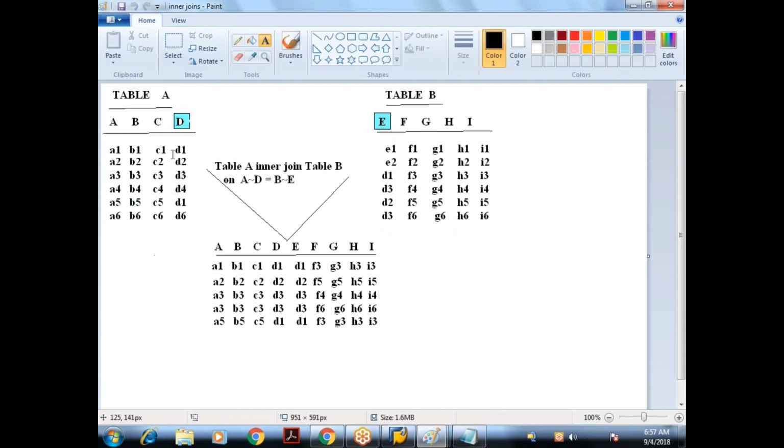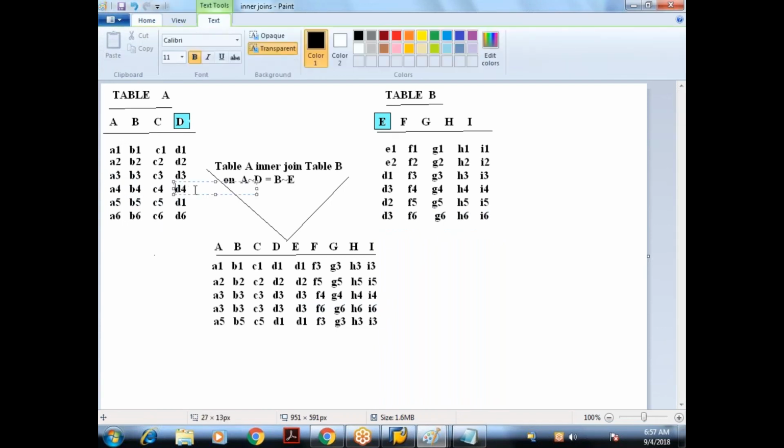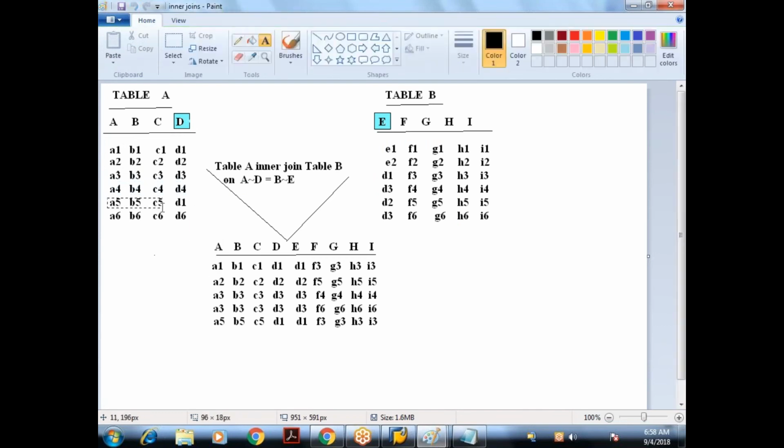This one. What is the logically related field value? D4. Do we have any D4 in the right hand side table here? No. There is no matching row in the right hand side table. Since there is no matching row, it will ignore the left hand side row also. It will not consider the left hand side row. So this row will be ignored. I didn't get any D4 here. It will ignore it. Then again, the fifth row.